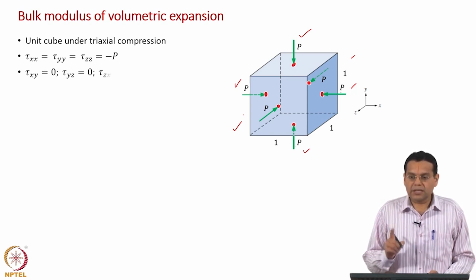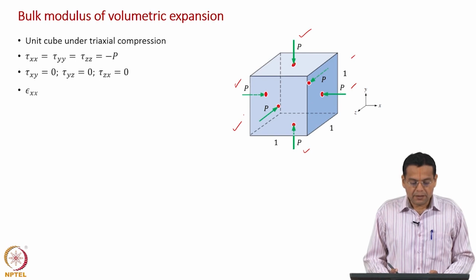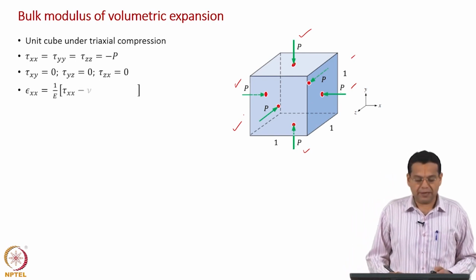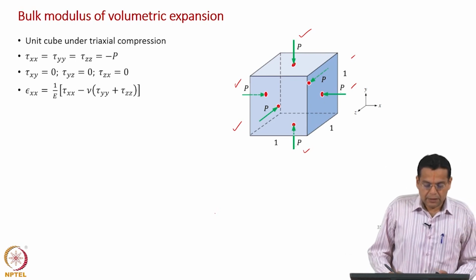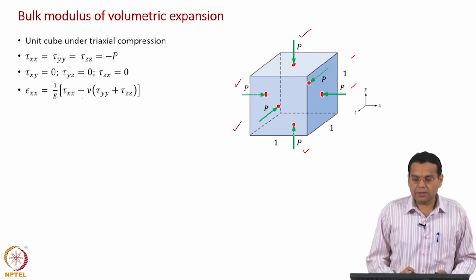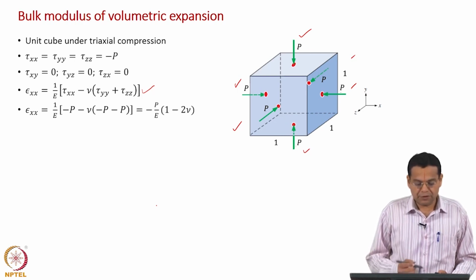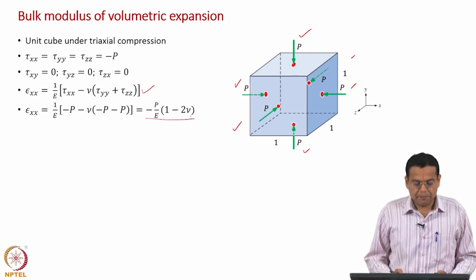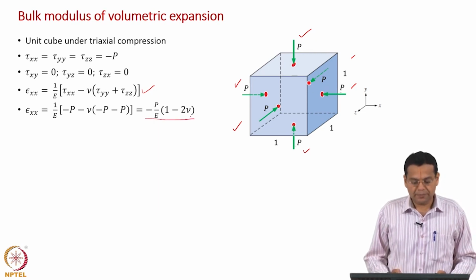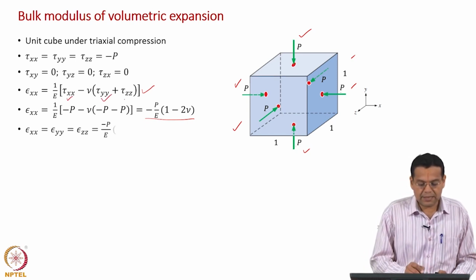And there is no shear stress. So, tau xy, tau yz, tau zx is equal to 0. Now, let us see how the equations get simplified. We will start with the expression for normal strain in terms of the normal stresses. This is the equation which you have seen. Let us substitute tau xx, tau yy, tau zz, all of them as minus p. If you simplify you get minus p by E into 1 minus 2 nu. Same would result for other directions as well because the stresses are the same.